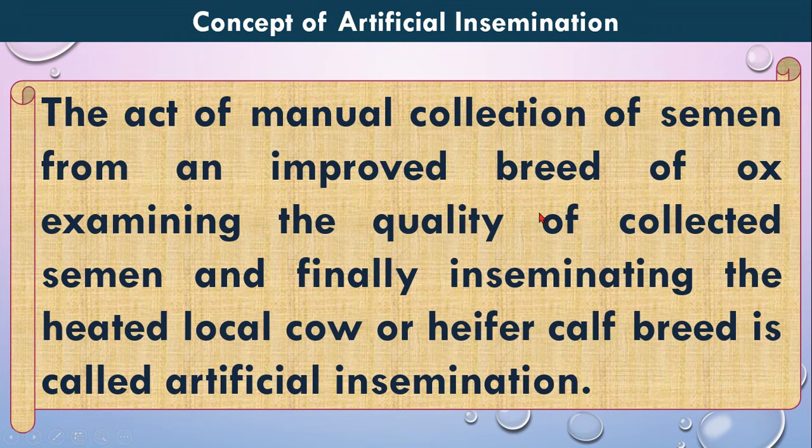The act of manual collection of semen from an improved breed of ox, examining the quality of the collected semen, and finally inseminating the heated local cow or heifer is called artificial insemination or artificial breeding. That means when we collect the semen from the improved breed and inseminate the local cow artificially, and the new improved or hybrid variety comes out, that is basically artificial insemination or artificial breeding.